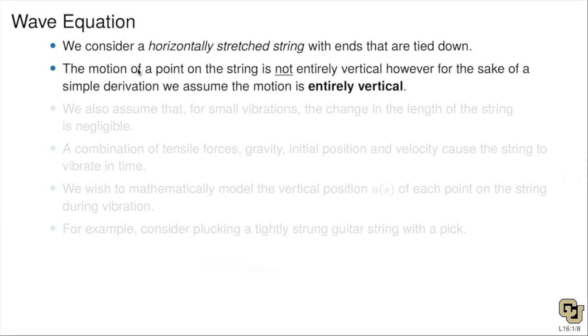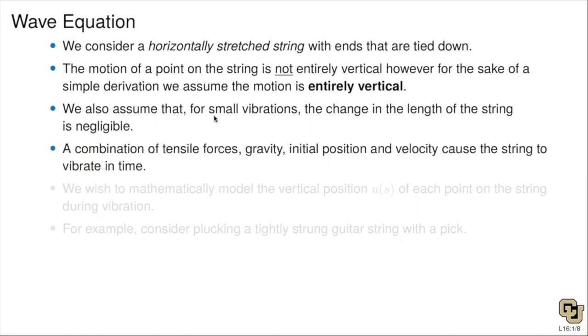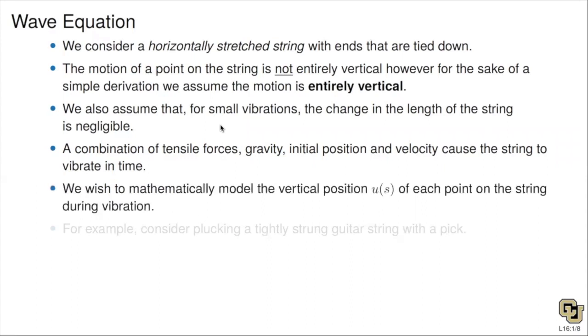So, certain assumptions: we're assuming that the motion of a point on the string will move directly vertically. That's not entirely true; there's some arcing as the string bends. And also, for small vibrations, we assume that the change in the length of the string is negligible. This vibrating string is essentially a spring, and there's going to be some stretching of the actual string. So it's the combination of the tensile forces, the tension, gravity, initial position, and velocity that cause this vibration in time, at least according to our model. And in our PDE, the vertical position U is the unknown, what we're looking for.